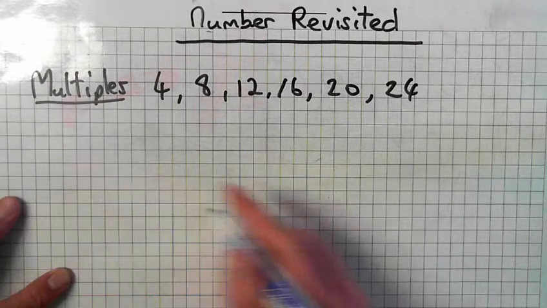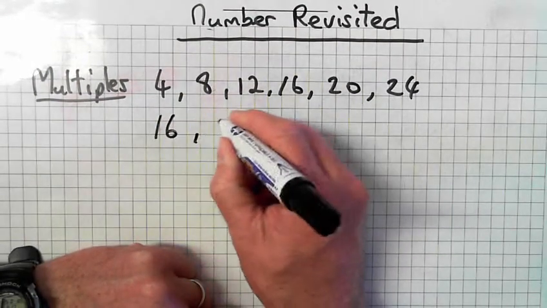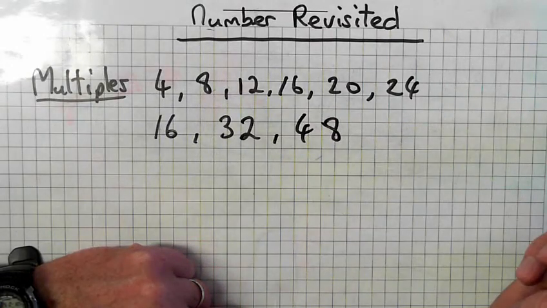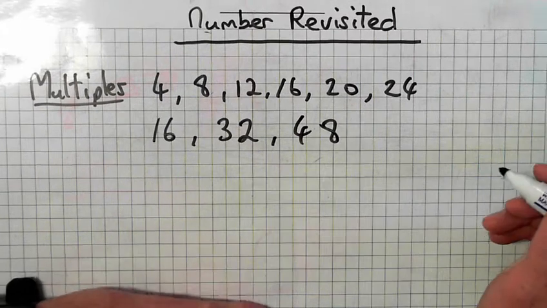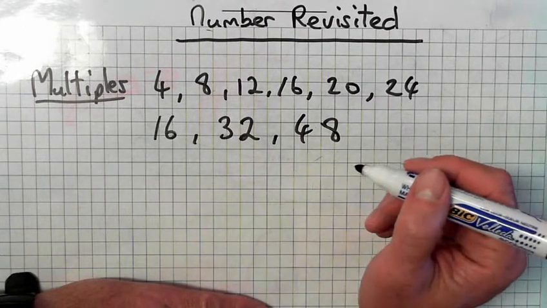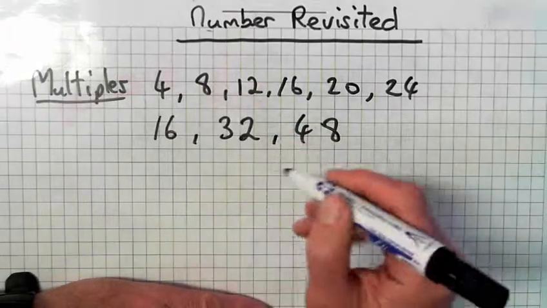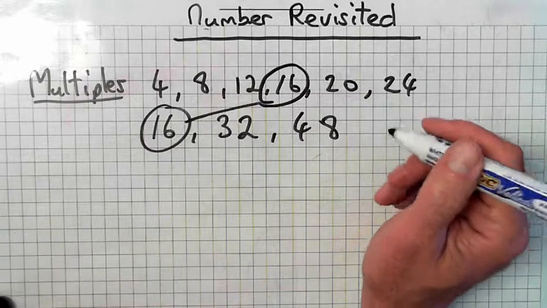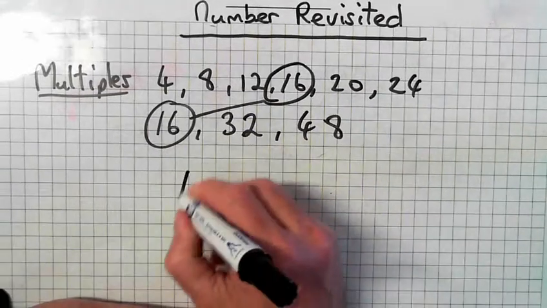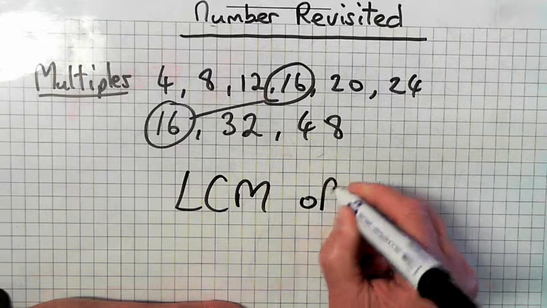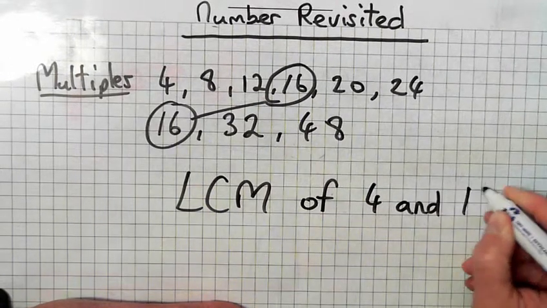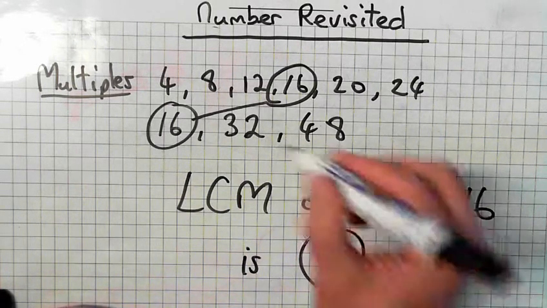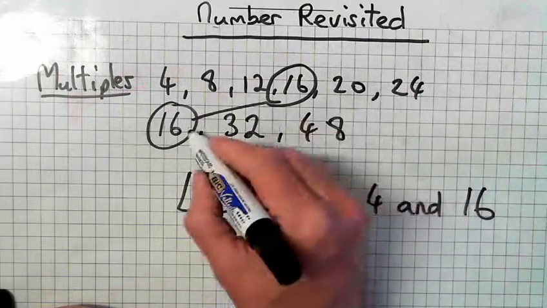Okay, what are the multiples of 16? 16, 32, 48. And what is the lowest common multiple of 16 and 4? Well, what's common? So look for what's common. The lowest common multiple of 4 and 16 is 16. Write out the multiples and then find out what's common.